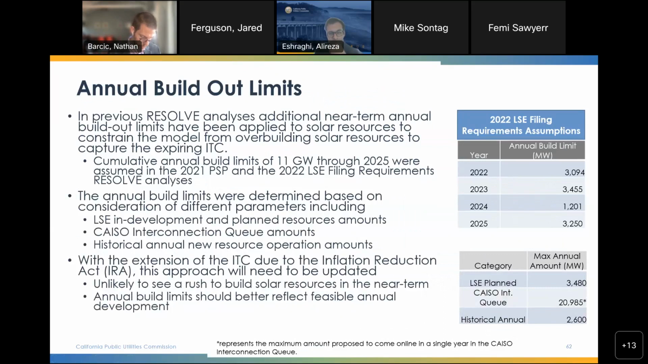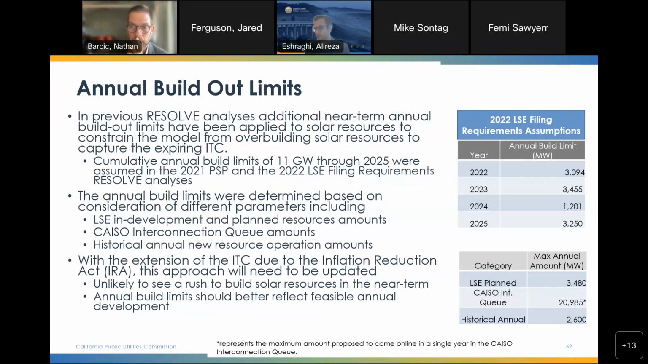In addition to the resource potential, another area of consideration when we are creating inputs and assumptions in Resolve associated with resources is annual build-out limits for, in particular, solar resources. This was predicated on the fact that the model was trying to overbuild resources in order to capture the expiring ITC. And this was while the ITC was expiring in 2025.